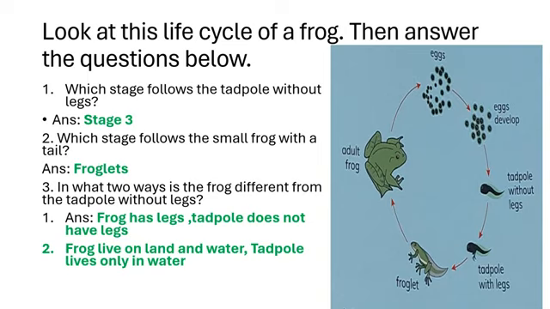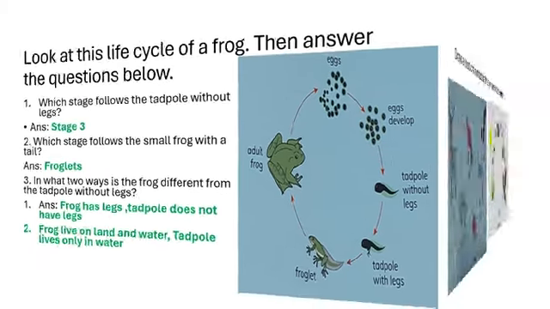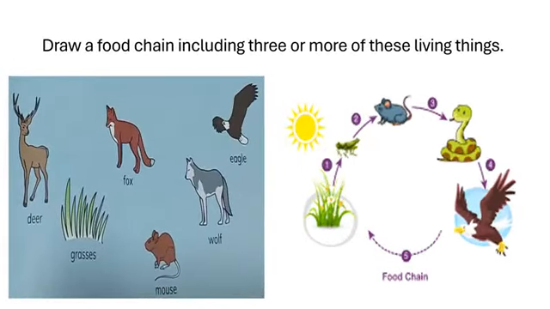Frog has legs, tadpole does not have legs. Frog lives on land and water, tadpole lives only in water. Draw a food chain including 3 or more of these living things.